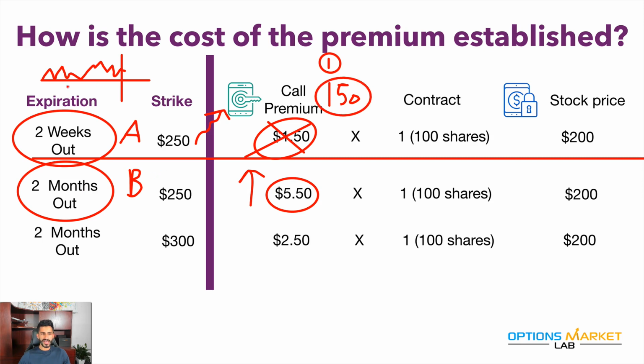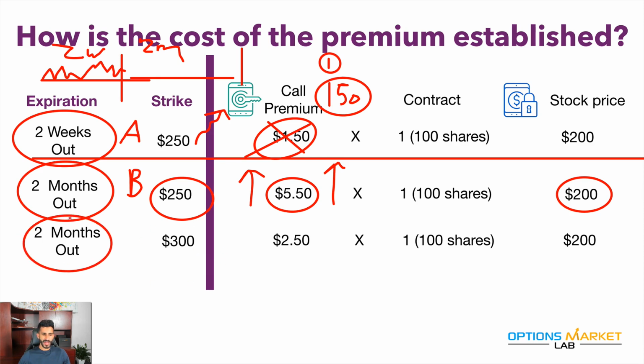In this situation, instead of having 2 weeks, I have 2 months. Since I have 2 months, for the same strike price, same stock price, same stock, same everything, the premium becomes a lot higher because I'm buying more time, right? Now in the third example, I have 2 months out, very similar to scenario B. But the difference is my strike price is higher, meaning there's a lower probability of the stock getting there, which makes the premium a lot cheaper.